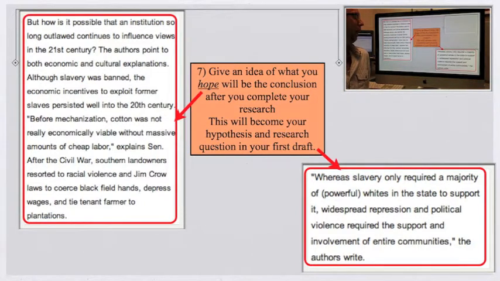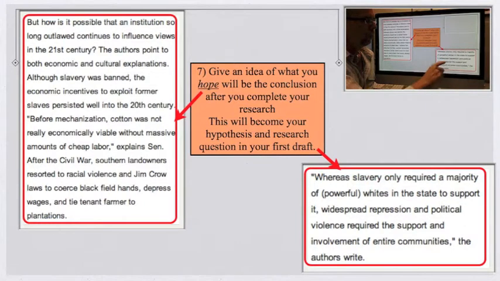Although slavery was banned in the 13th Amendment, the economic incentives to exploit former slaves persisted well into the 20th century. Before mechanization, cotton was not really economically viable without massive amounts of cheap labor, explains Sen. The researcher's name is Sen. After the Civil War, Southern landowners resorted to racial violence and Jim Crow laws to coerce black field hands, depress the wages they were paid, and tie tenant farmers to the plantations, whereas slavery only required a majority of powerful whites in the state to support it as an institution called slavery.